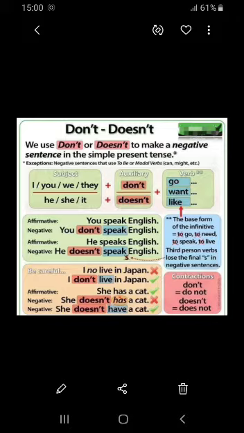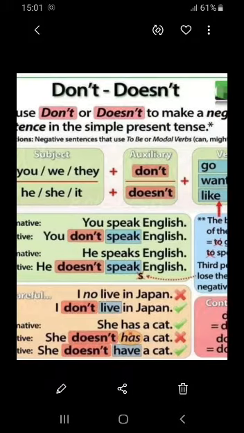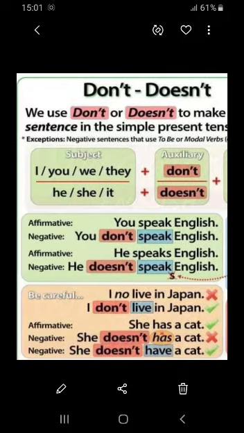Okay. Look at the second sentence. He speaks English. Of course, the S for he. If I want to make it a negative, I say, he doesn't speak English. Of course, the third person verbs lose the final S in the negative sentences also, like the questions. But you have to be careful. I say, or can I say, I no live in Japan? No, I say, I don't live in Japan.